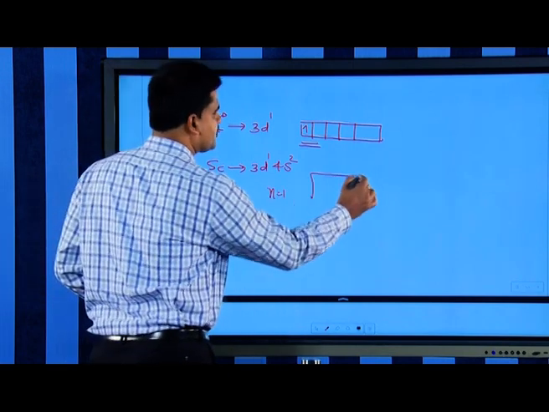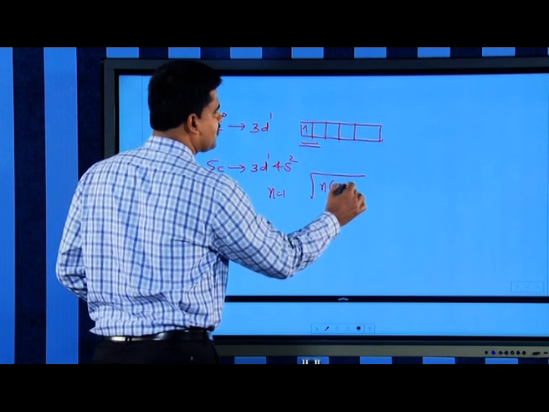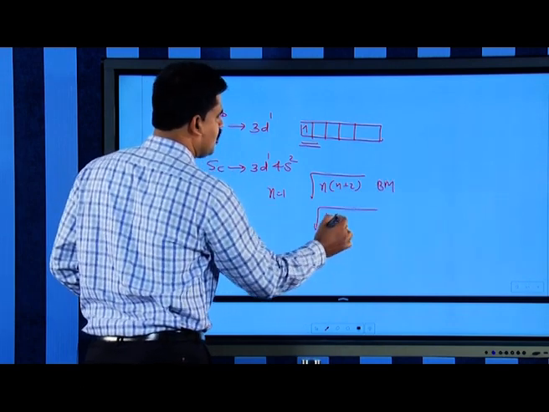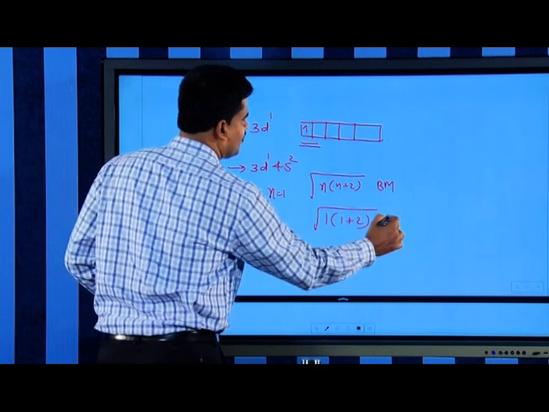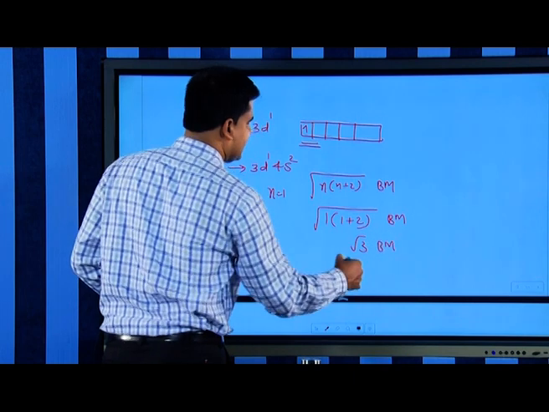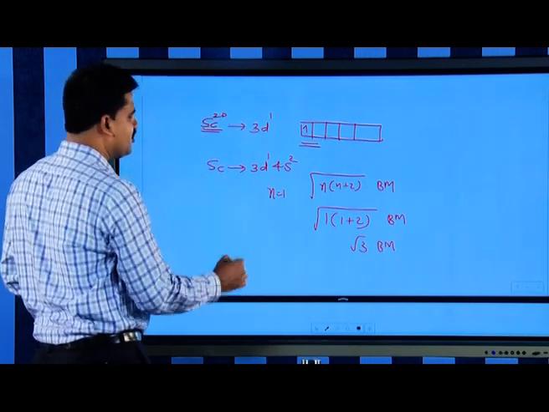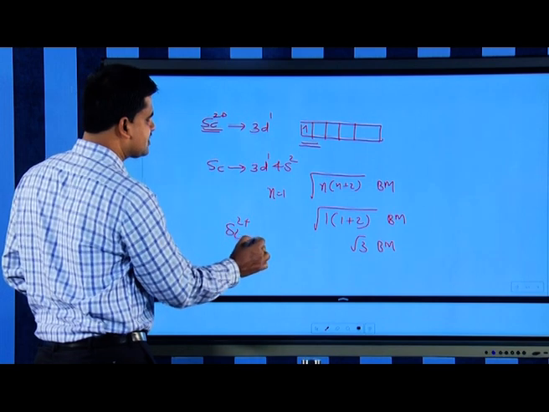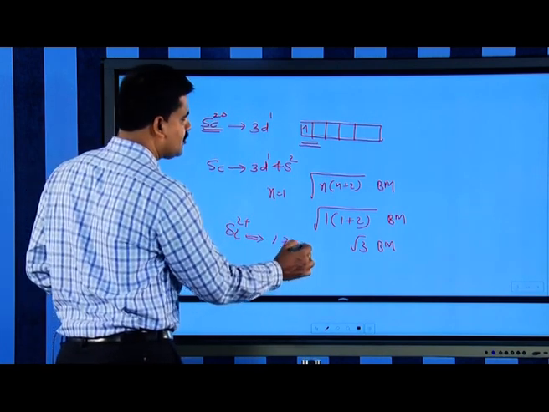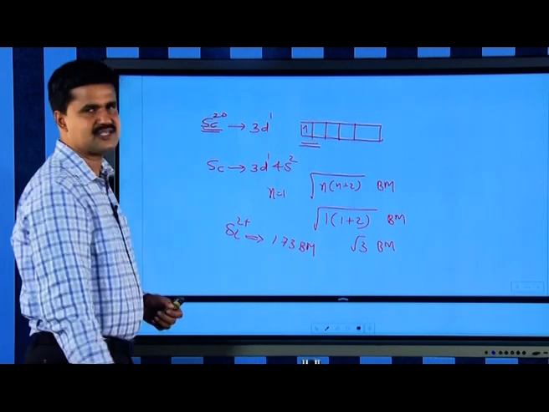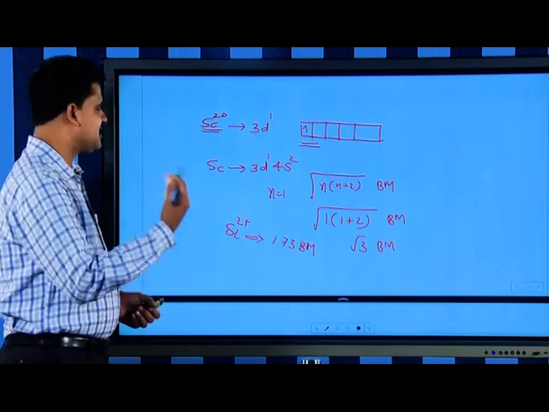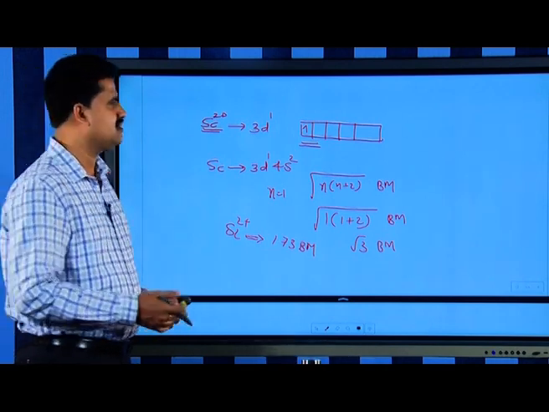By using this equation, √(n(n+2)) Bohr magneton, we will get the value √(1×(1+2)) Bohr magneton, that is √3 Bohr magneton. Hence, the spin only magnetic moment of scandium 2+ can be calculated as 1.73 Bohr magneton. This is the situation. Similarly, for different configurations, we can find out the magnetic moment.